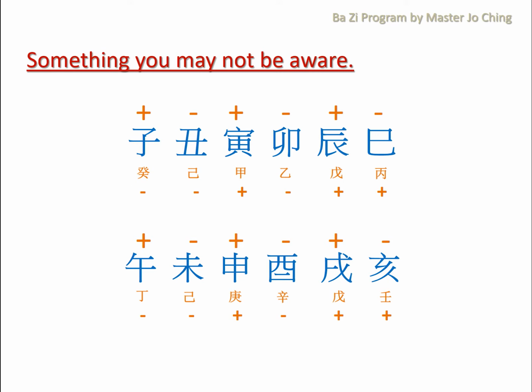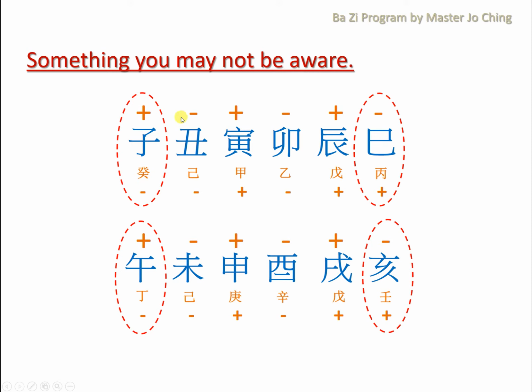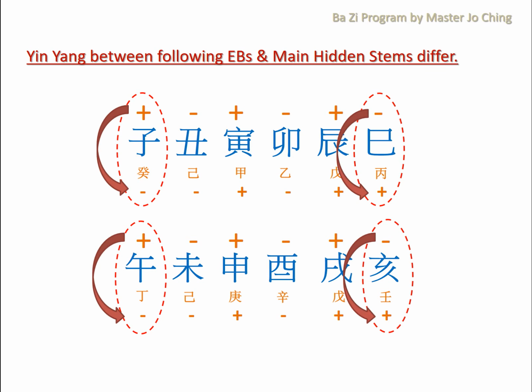Something that I wish to highlight to you, in case you are studying Bazi but may not be aware, is these four earthly branches: the rat, zi; the snake, si; the horse, wu; and the pig, hai. If you observe the hidden stems polarity as well as the earthly branch polarity, they actually differ. They are different. Therefore, I call these four earthly branches bisexuals. Whereas if you observe the other earthly branches, they all share the same polarity, yin and yang, with their respective hidden stems. So you see, yin and yang between these earthly branches and their main hidden stems actually differ.